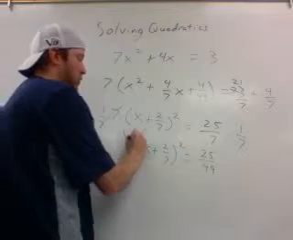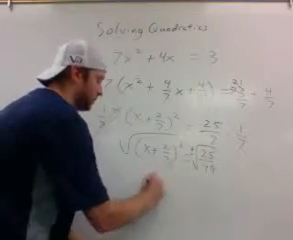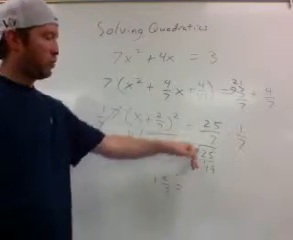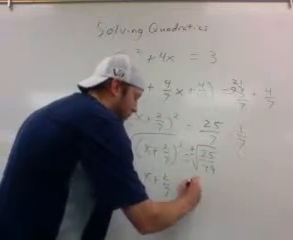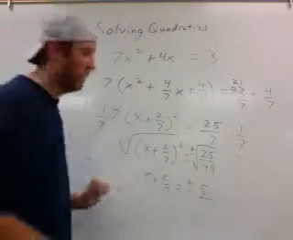Get rid of the square by square rooting. Don't forget the plus or minus. So I get x plus 2 sevenths equals square root of 25/49. So I can take the square root of 25, which is 5. Don't forget the plus or minus. I get 5 over, and the square root of 49 is 7.